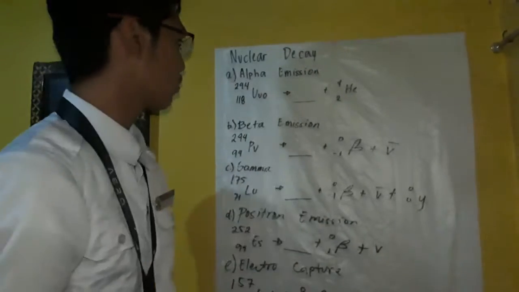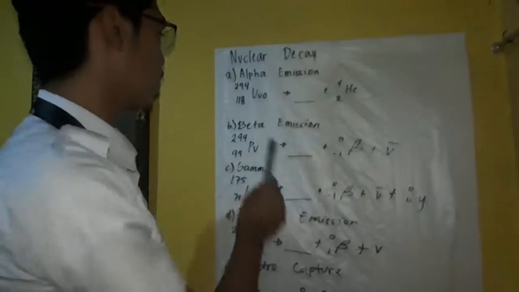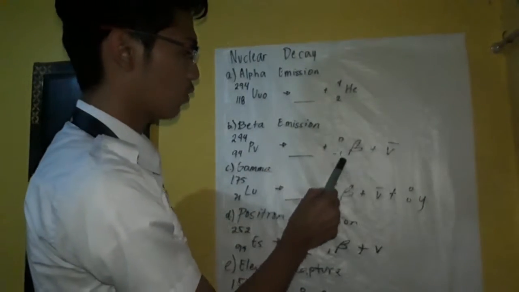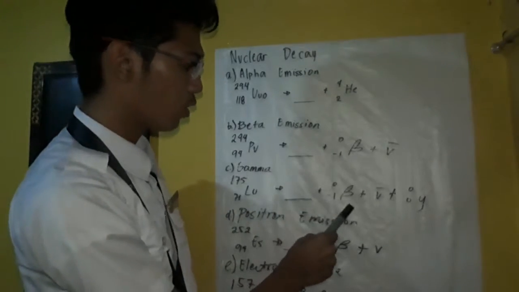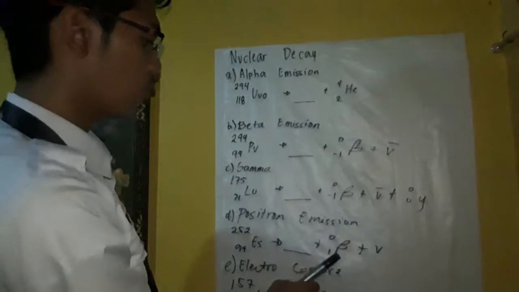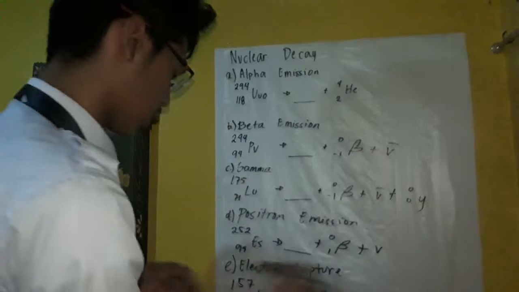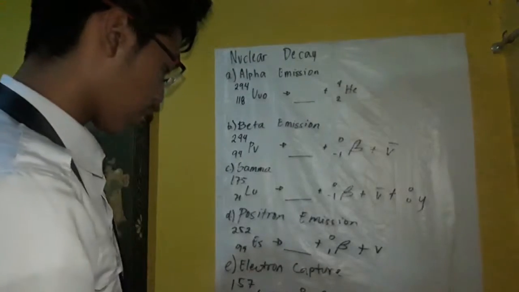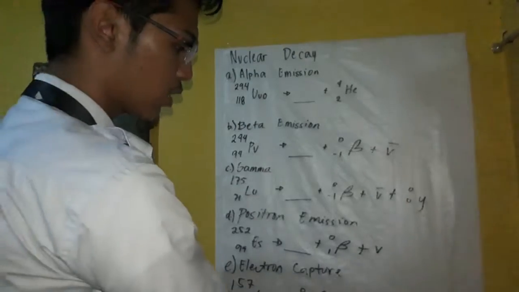In alpha emission, the added is 4 2 He. In beta emission, it's 0 -1 B plus antineutrino. And the gamma is 0 -1 B plus antineutrino, 0 0 Y. And the positron emission is 0 1 B plus neutrino. And the electron capture has 0 -1 B on the left side, and it's neutrino.